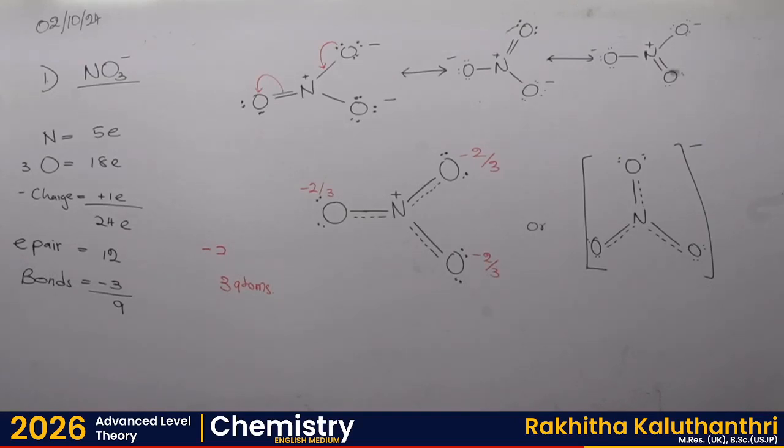One oxygen has a single bond this time, and this oxygen has a double bond this time. So when it comes to bond order, we talk about specific bonds now.